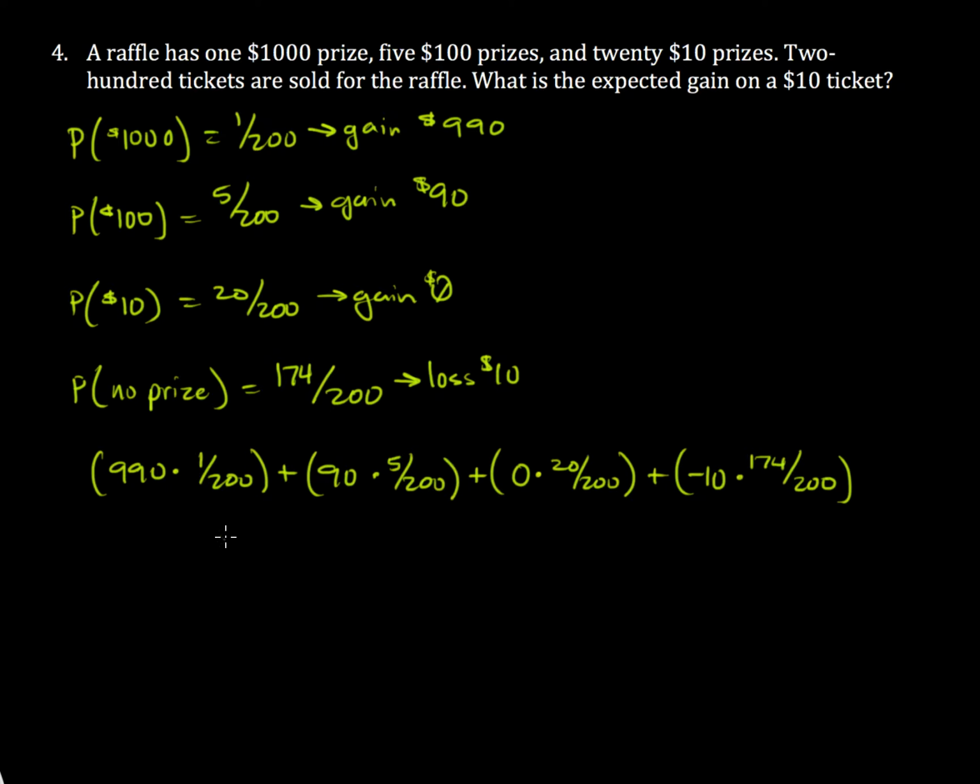And so now the way this works out is this math gives us about a $4.95 gain. This is about a $2.25 gain. Of course, this breaks down to nothing because we're multiplying by 0. And this is a loss of about $8.70. All told, what you can expect to have happen here is a loss of $1.50 per ticket.